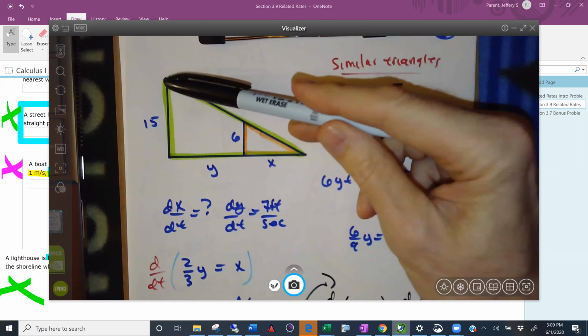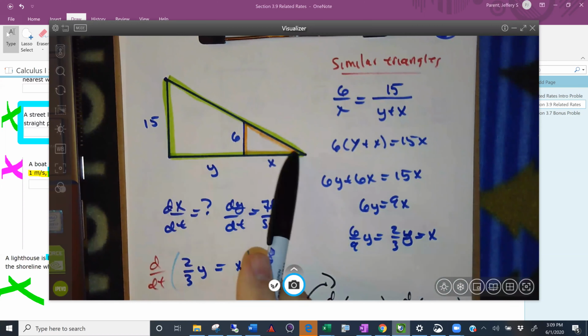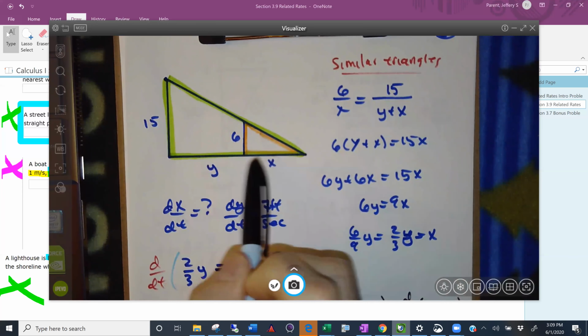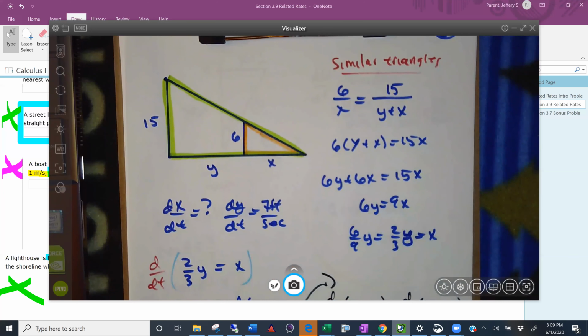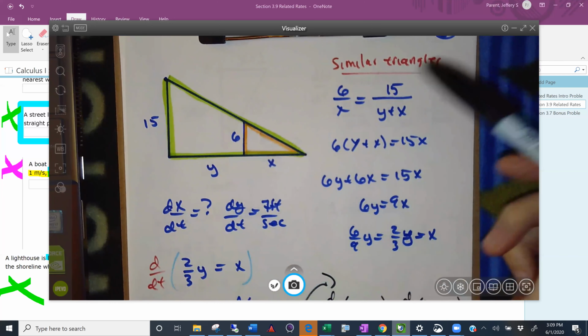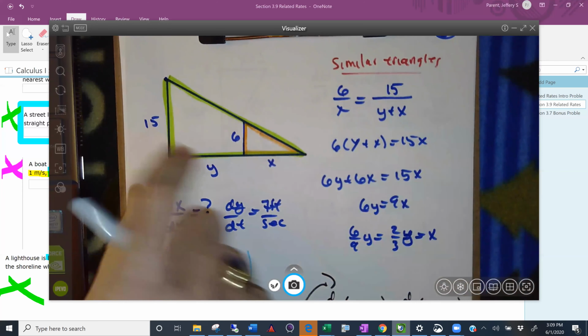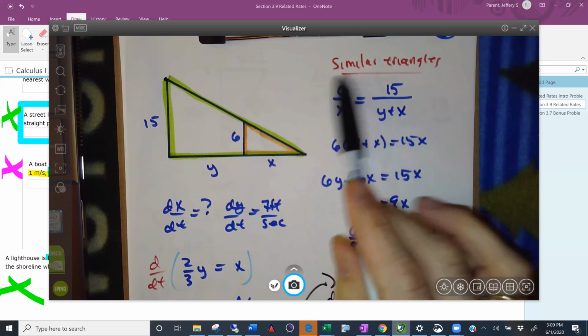So here's the situation. You've got a 15-foot tall pole, a 6-foot tall man, and the tip of his shadow is some distance away from the wall. We don't know y, we don't know x, but together x plus y gives you the length of the base here. Now the important thing to see is that this orange triangle and the larger green triangle are similar triangles. And what that means is that the ratio of their sides, that is the height to the base, and then the heights to the base again, are in the same proportion. So we can set up this proportion.